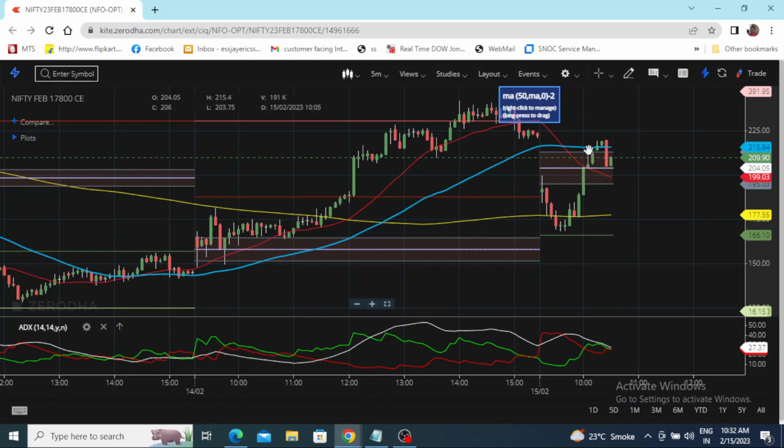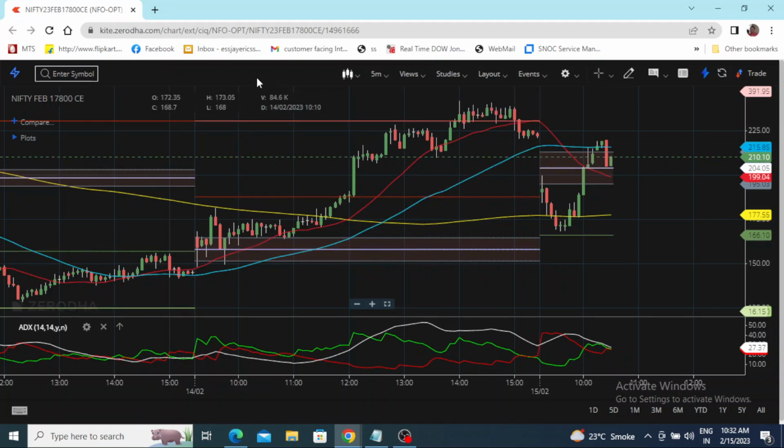So what I did, when it started coming down, I booked it for the only reason that I had entered the trade a bit late. Otherwise, if I would have entered at the right time, I would have taken 30 points. But as I entered the trade a bit late, actually I should have sold it at the high only, 215. As I was getting 215.4, I would have sold it at the high, but I was not able to sell it over here. So while it was coming down, I sold it at 207.5.